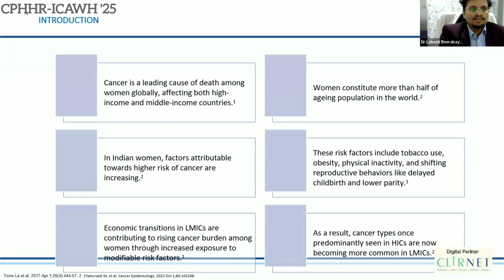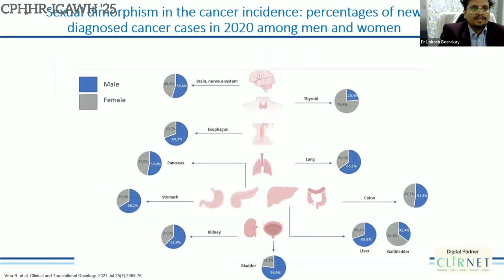childbirth and lower parity. So let it be the lower income countries or the middle income countries, the cancer is on rise. Previously, the cancer types once predominantly seen in high income countries are now becoming more common in lower as well as middle income countries. So there are various parameters.